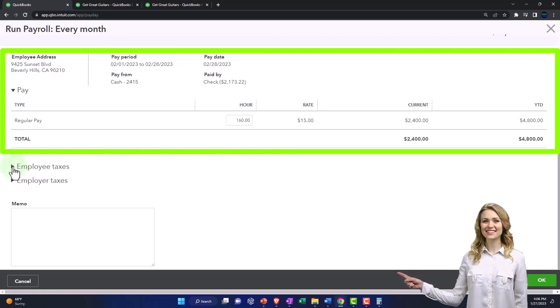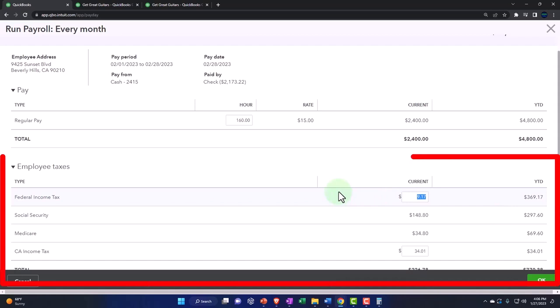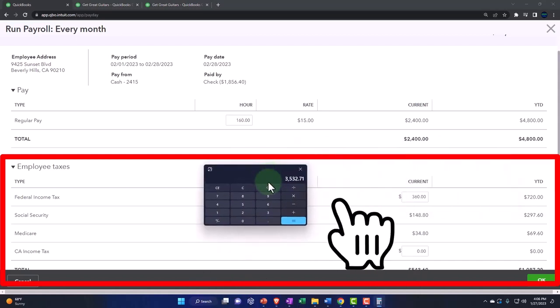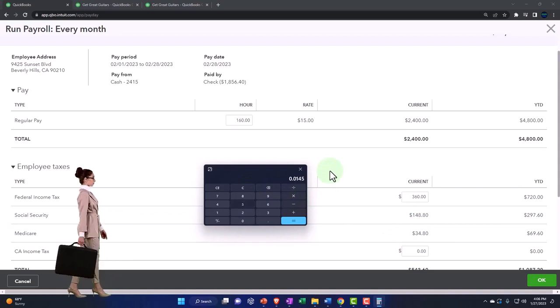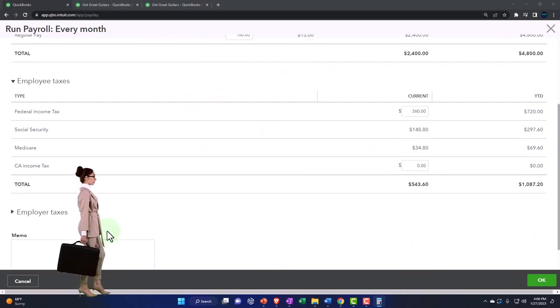Okay, and then what we're going to withhold, I'm going to change this again. I know it's really high, but I'm going to change it to 360 to tie out to our numbers in our practice problem and remove the California tax. So the 2,400 times 0.062, that's where they came out with that 148.80. And the 2,400 times 0.1045 is where they come up with that 348.0. And then we've got our match down here.